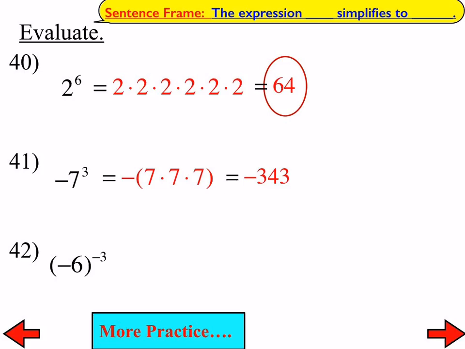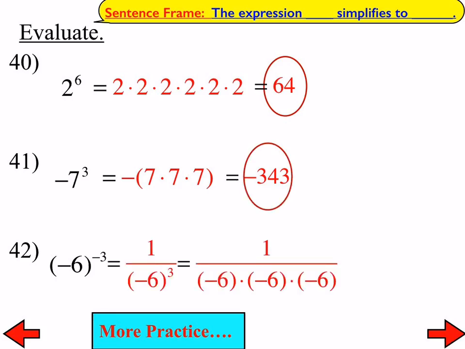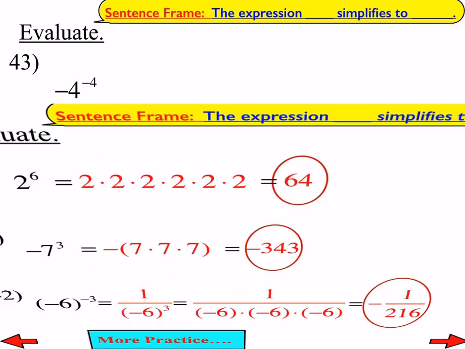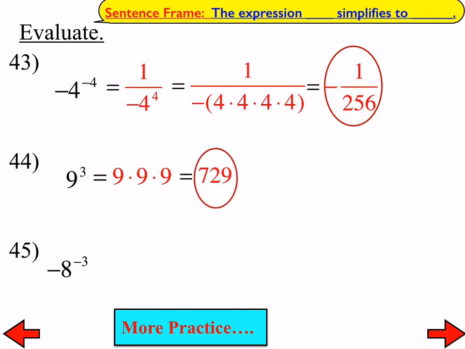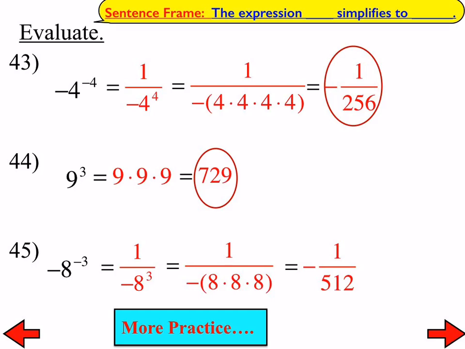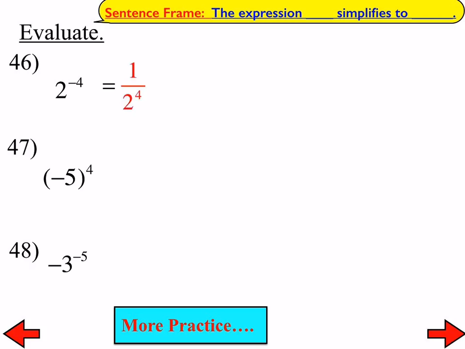I think that's now the 5th time we've seen this 7 to the 3rd power over the last few lessons. Number 42 is negative 1/216th, and that's the reason why. 43 is negative 1/256th. Number 44 is 729. 45 is negative 1 over 512. 46 is 1/16th.